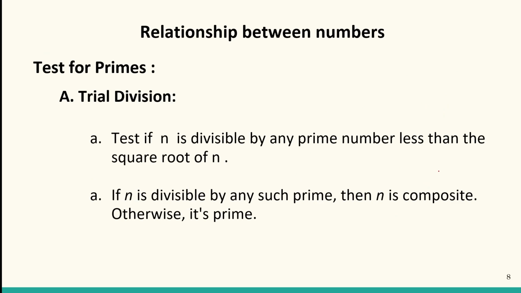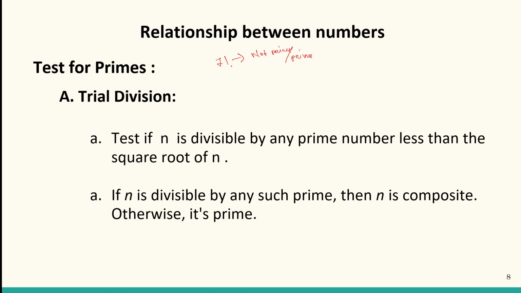Okay, so let's test for primes using trial division. How can we know whether a number is prime or not prime? Let's say for example 71. How can I know whether this is prime or not prime? Only one can be true, right? Either this is true or this is true. So we have a test here, that is trial division: test if n is divisible by any prime number less than the square root of n.